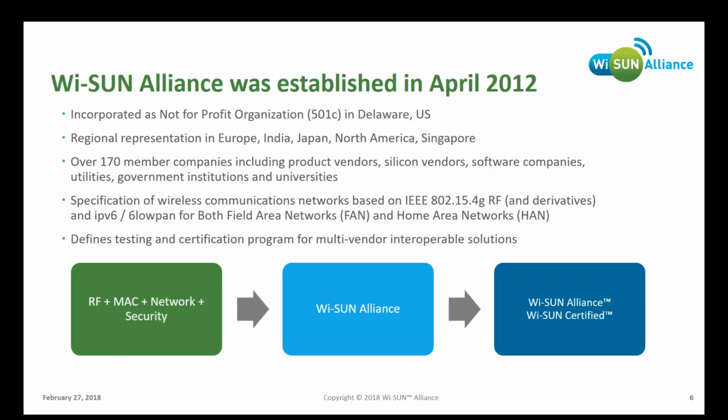We're about specifying wireless communications networks based on 802.15.4G and its derivatives, and IPv6, 6LoWPAN, for both field area networks and home area networks. And we define certification programs for multi-vendor interoperable solutions. The little diagram at the bottom shows we take the RF, the MAC layer, network and security. We create the testing and certification program, and when you complete your testing and certification, then you're eligible to use the WiSUN certified logo and trademark information.